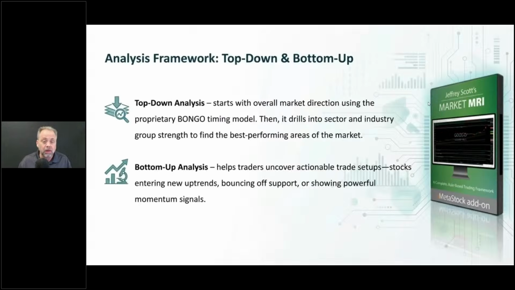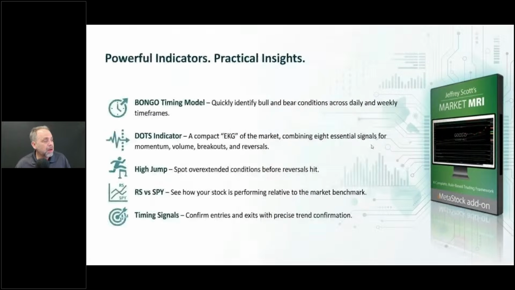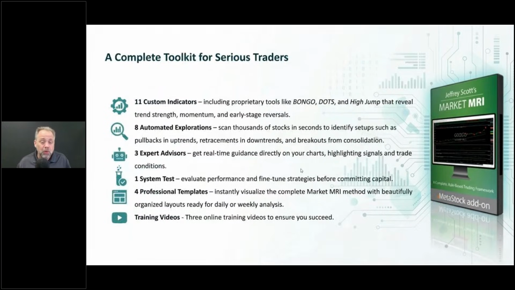So let's talk about what Market MRI is. Jeff talked a lot about his top-down analysis, and he covers it in the manual too. As part of Market MRI, you get the Bongo timing model, the dots indicator, the high jump, and relative strength versus the SPY, or in your case, Sreed, the Nifty, whatever index you need to benchmark against. The timing signals give you entries and exits with precision. It's a pretty big toolkit.